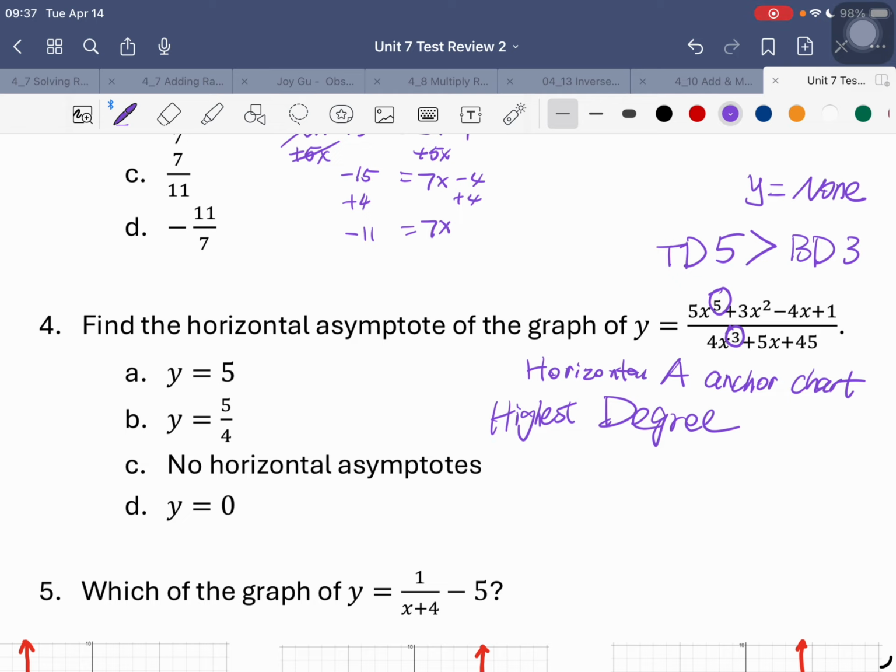And I have students asking me, if there is a k and y equal none, can I add a k? The answer will still be none. None plus anything, still none. Okay. Remember, you can always look at a horizontal asymptote anchor chart in my room. It can always tell you the answer.